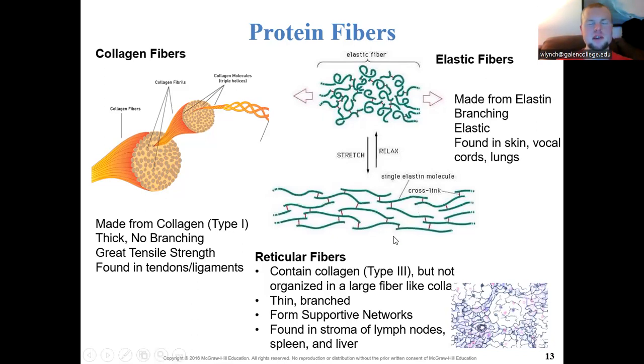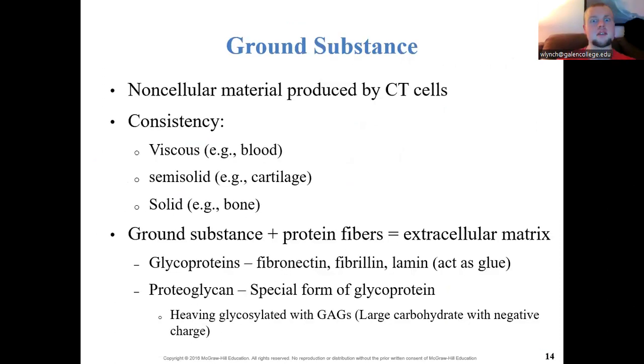Reticular fibers are going to be found in supportive tissue networks. So this is going to be where we have a lot of branching, and we have almost like a web-like shape that needs to be around a certain area or surrounding a certain tissue. It's going to contain type 3 collagen. It's going to be a relatively thin fiber structure, and we can find this in places like the spleen and the liver.